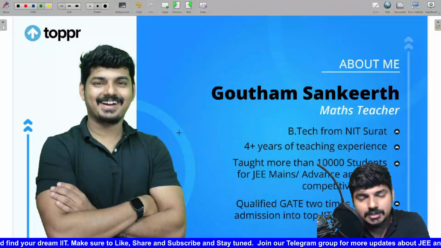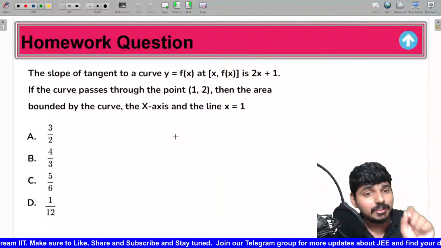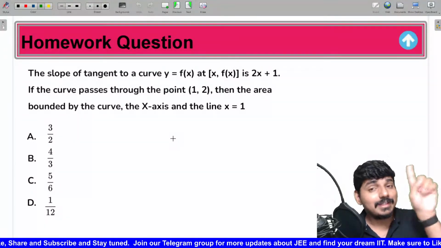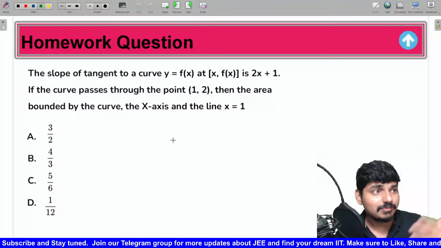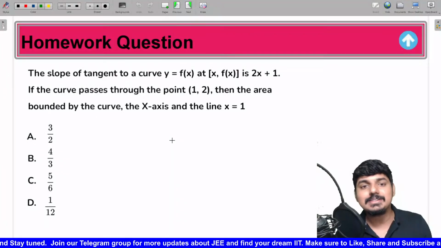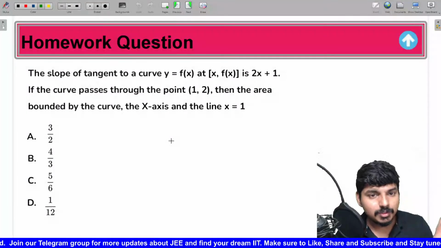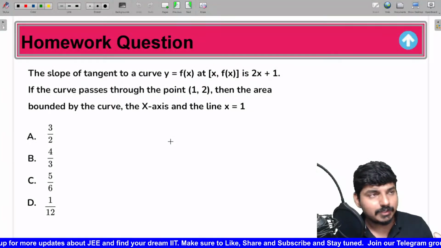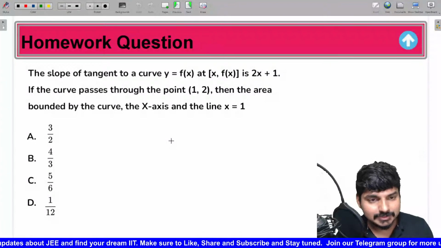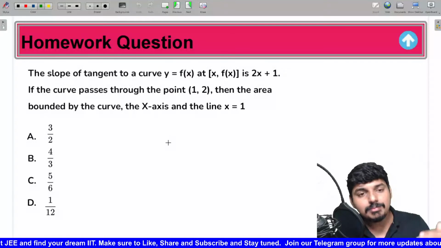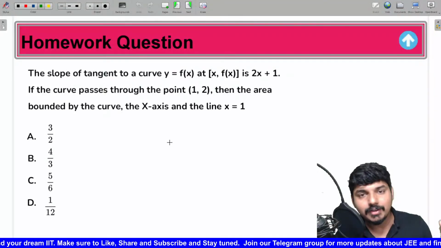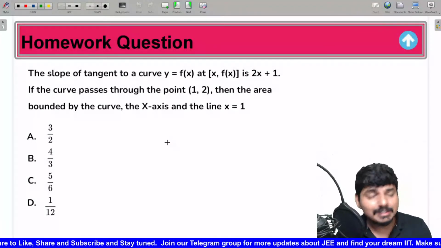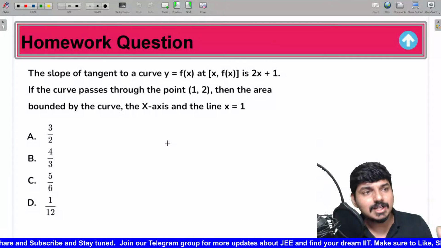The first important thing is that, if you recall, in the previous class I gave you a homework question. I told you that in the next class I'm going to ask how many of you have done it. The question is: the slope of a tangent to a curve y equal to f of x at x comma f of x is 2x plus 1. If the curve passes through the point 1 comma 2, then the area bounded by the curve, the x-axis and the line x equal to 1, what is that going to be?